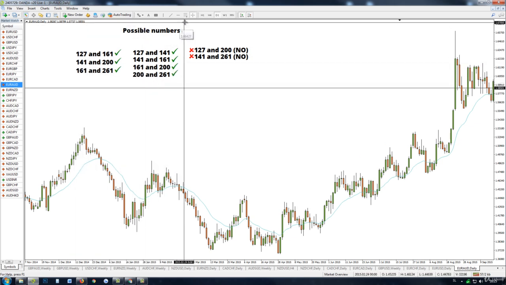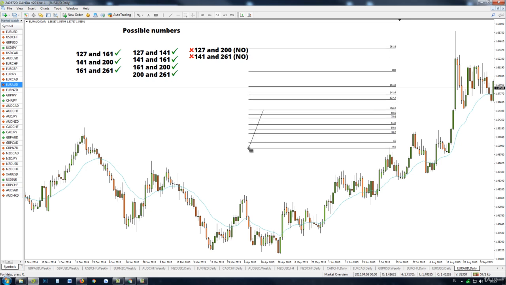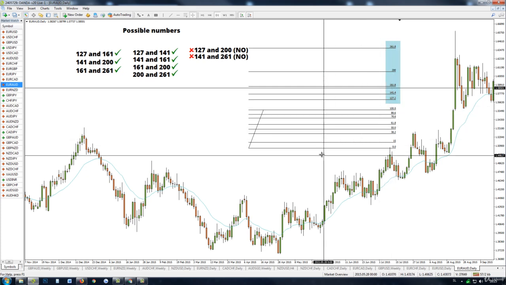These are the main numbers. Let me just show you, these are the most important, and here's also 261. But in general, these five numbers we are looking for. Ignore these, you can also remove all that.